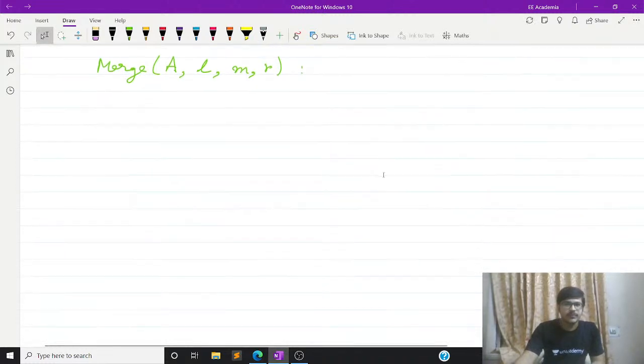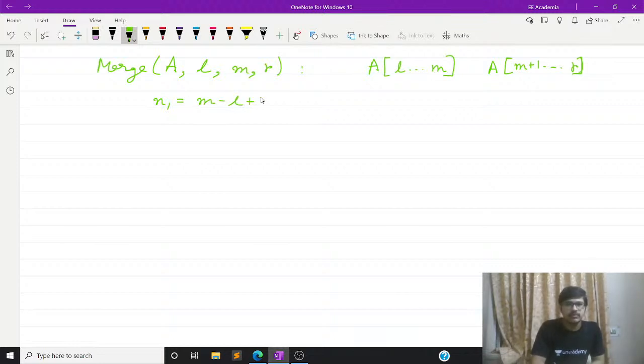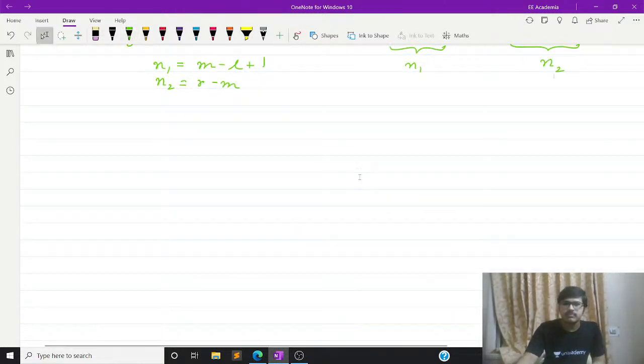So what the merge does is we merge the arrays A of L up to M and the array A of M plus 1 up to R. So these two subarrays will be merged. The number of elements in the left subarray is M minus L plus 1, and in the right subarray is R minus M. Let's call these N1 and N2.